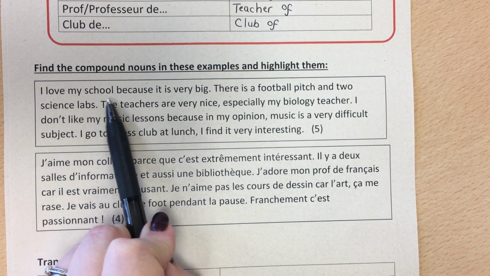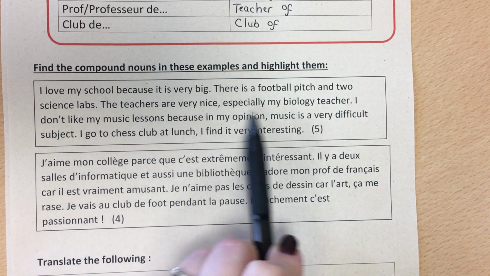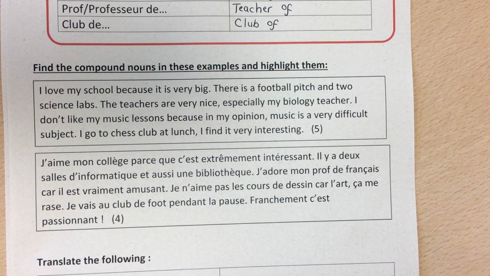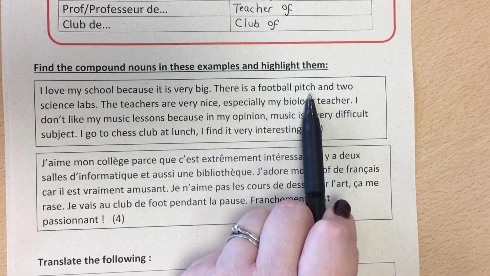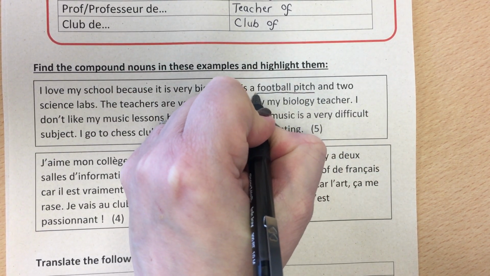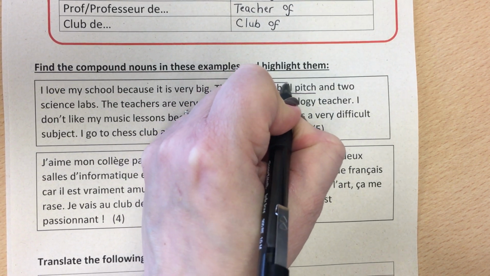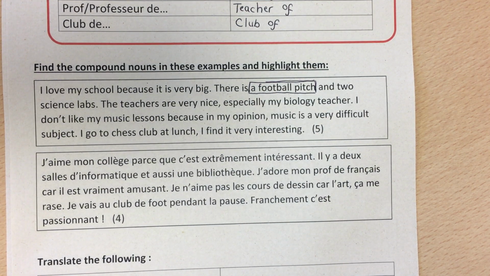So let's have a look. I love my school because it is very big. There is a football pitch and 2 science labs. Compound noun is a noun made up of 2 separate nouns. There is a football pitch, a pitch of football. Interesting. That is my first compound noun. There are 4 more. Pause the video here and see if you can find them.